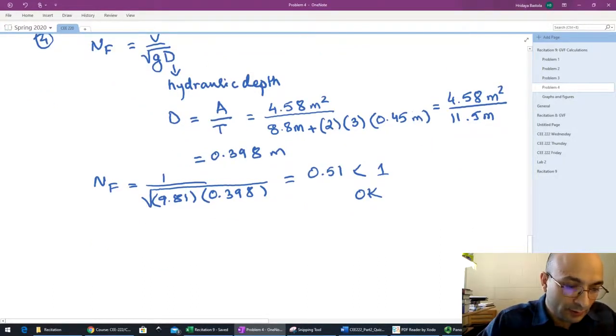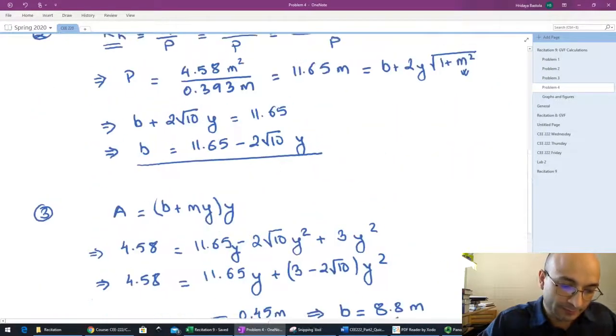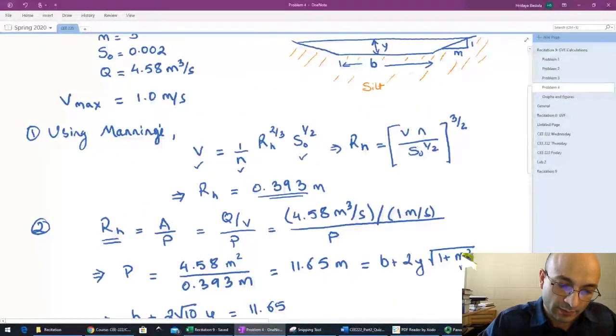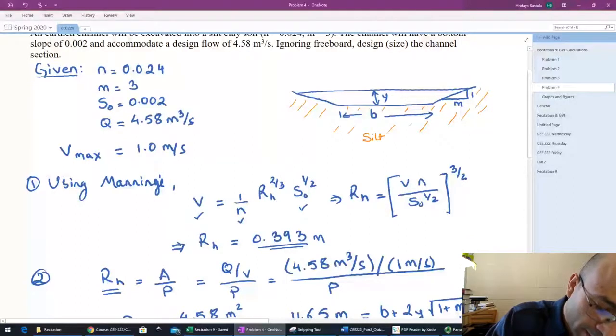So in this problem, it's not asking us to find the freeboard, so we'll just limit our solution to the water surface only. Our final design then comes out to be y of 0.45 meters and b of 8.8 meters.